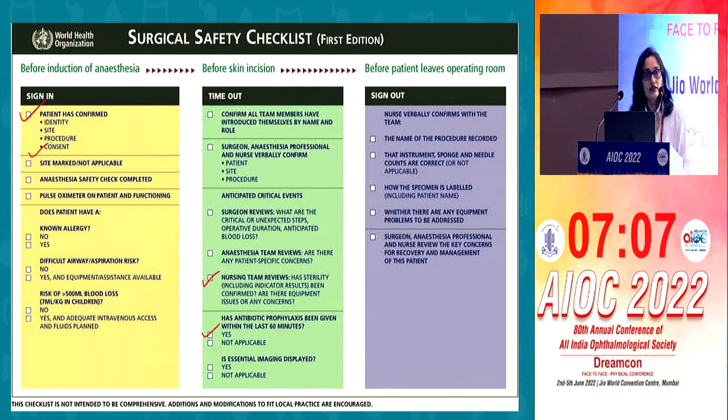Now, in sign in, you have to identify the patient and the patient's site of surgery, and again consent. In time out, your nursing staff will review the indicators and also the antibiotic, whether the prophylactic antibiotic is given as per the protocol. Here you can also include the verification of IOL power. You can also include the verification of all the vials or consumables which are going to be used.